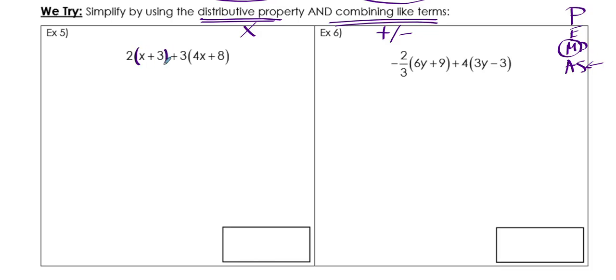Here we have two opportunities to distribute. We have a 2 sitting outside the parentheses here. The 2 is going to get multiplied into both these two terms. Then we have this plus 3, that's also going to get distributed into its set of parentheses. So 3 gets multiplied times 4x, and times that 8. So I'm going to write out all these multiplication problems separately. 2 times 1x, 2 times 3, 3 times 4x, and 3 times 8.